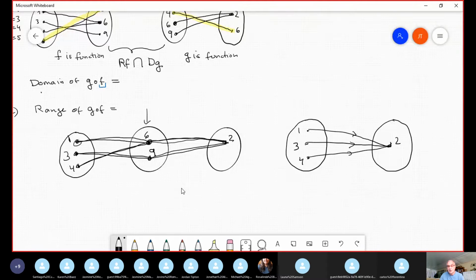So you are ready to answer that question. What is the domain? The domain is 1, 3, 4 of the composition. What is the range? Just 2. End of the story.